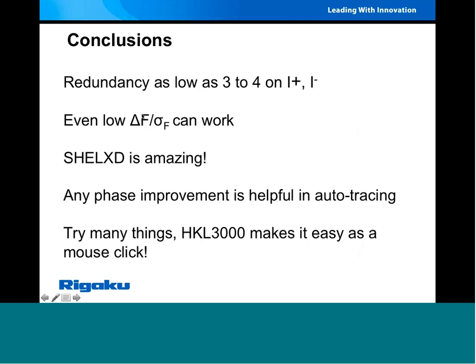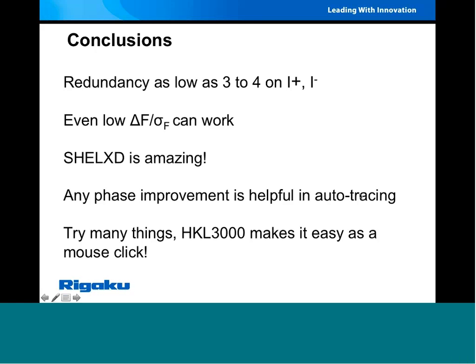The conclusions from this data, and I didn't show the thaumatin, I didn't have time, are that you can have redundancy as low as 3 to 4 on I+ and on I-. Even low delta F over sigma F can work. The glucose isomerase kind of shows that. Some of the rules of thumb, like you must have a correlation coefficient above 30 or whatever, it's not quite true. George Sheldrick's SHELXD is amazing at finding the anomalous substructure. I didn't have a chance to show that any phase improvement is helpful in auto tracing.